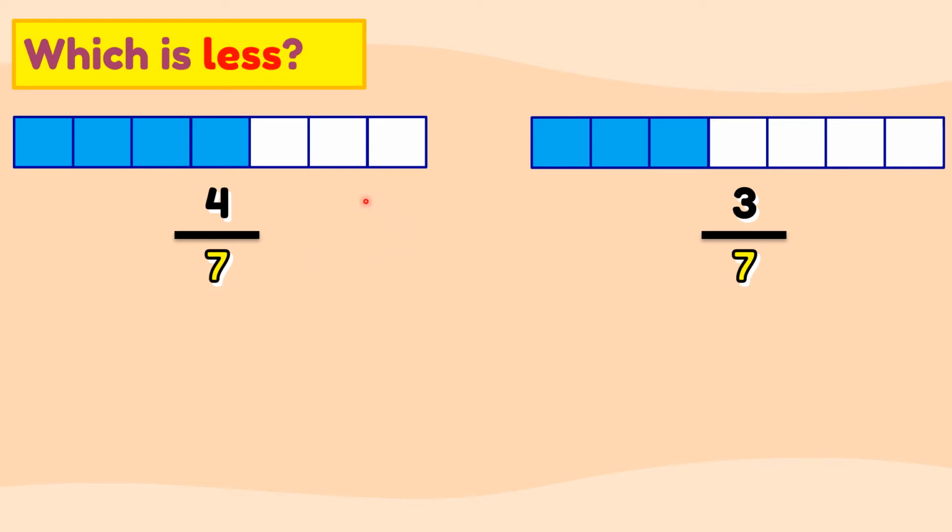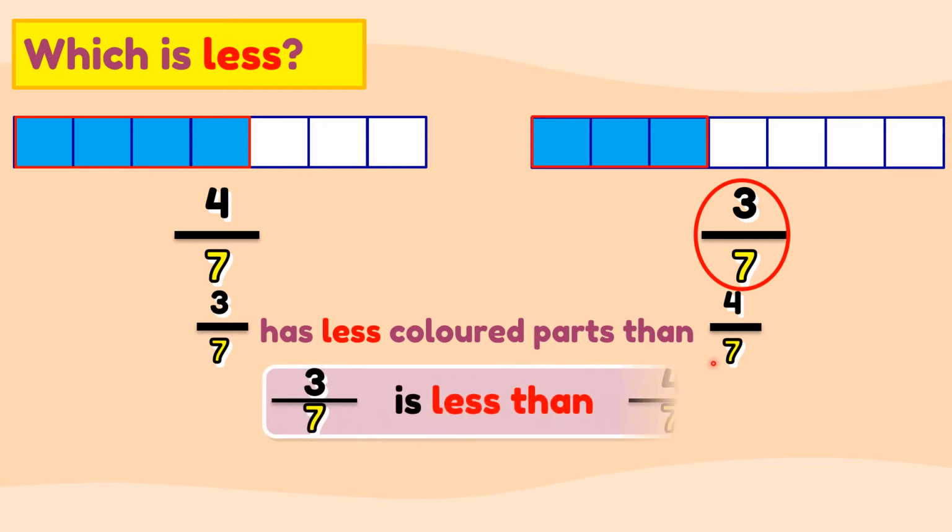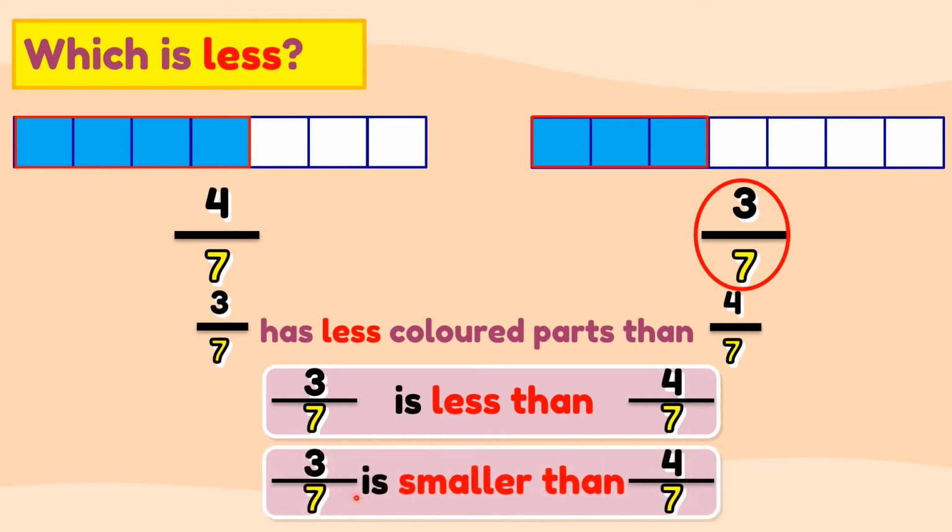Let's look at the colored parts. Which is smaller or less colored parts? Yes, 3 over 7. 3 over 7 has less colored parts than 4 over 7. So, 3 over 7 is less than 4 over 7. Or we can say as 3 over 7 is smaller than 4 over 7.